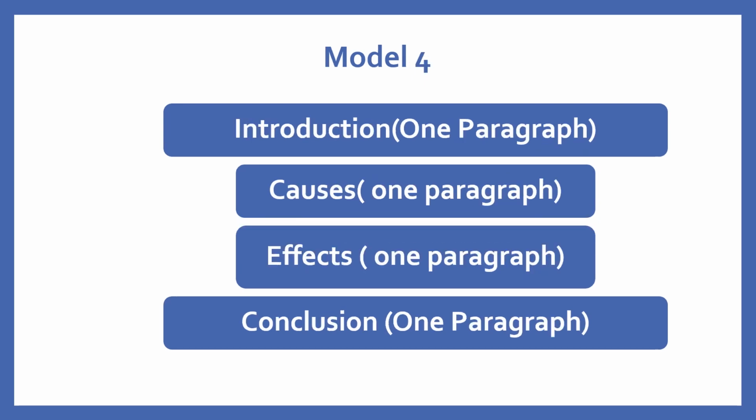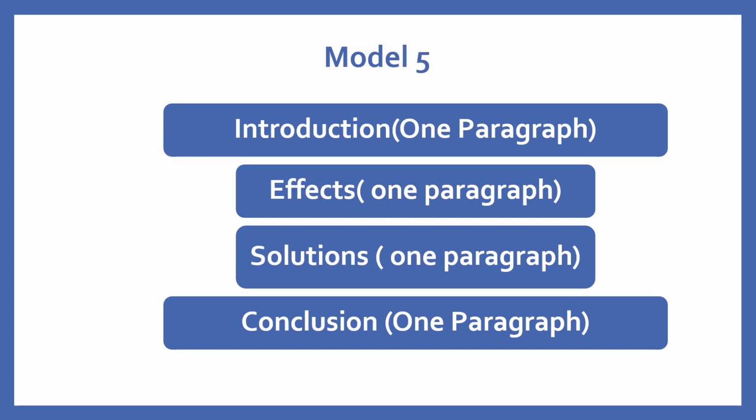After that we have model number 4. We discuss causes and effects, and we only have 2 paragraphs in the middle, which means we have an introduction. After that we discuss causes in one paragraph or 2, depends, effects in one paragraph or 2, and then we end up with the conclusion. But I like to keep it simple at this level. You just write the introduction, then we have causes in one paragraph, effects in another paragraph, and the conclusion in a very small paragraph. You can just restate what you have said in the introduction.